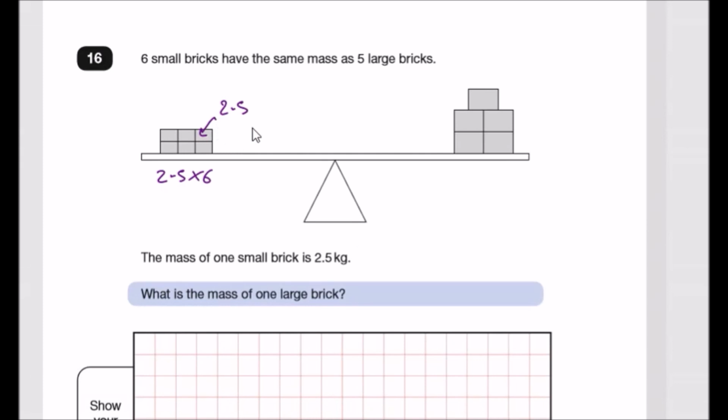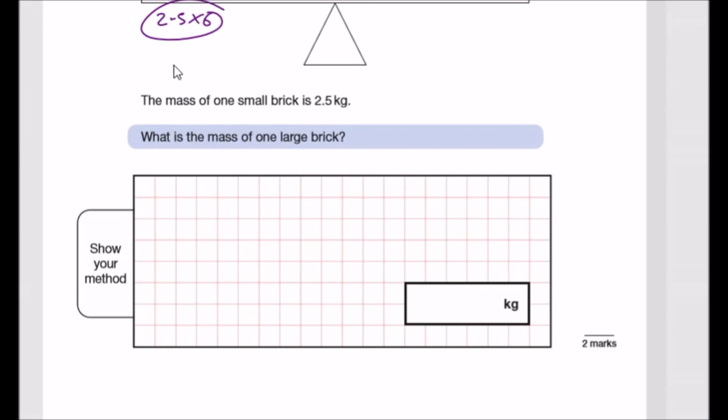Okay, so let's find out firstly the mass of all this. And for each large brick, we can just divide the answer by 5. So the total for each brick is this answer divided by 5. All right, so let's do our mass.